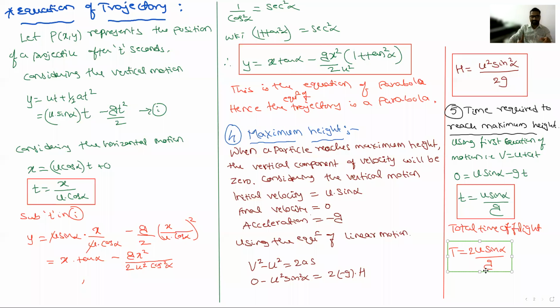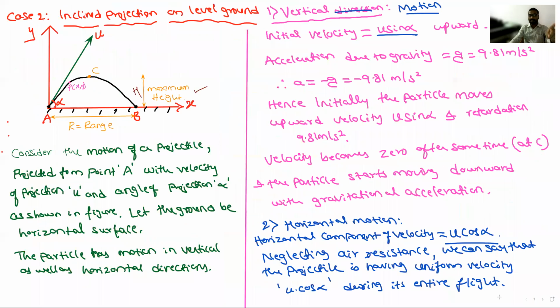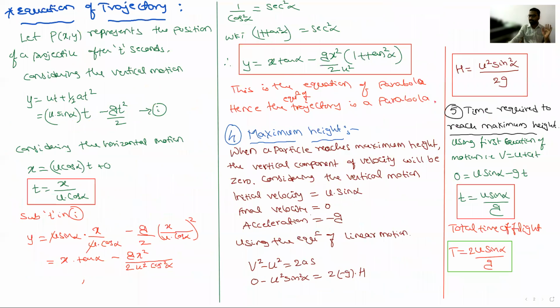Now what is my case? What have I taken? Case number two. What have I written? Look, inclined projection on level ground. On level ground, the time for the upward journey is equal to the downward journey. Have you written it, all of you? Yes, sir. Is it understood? Yes, sir. Okay. So look at the figure.